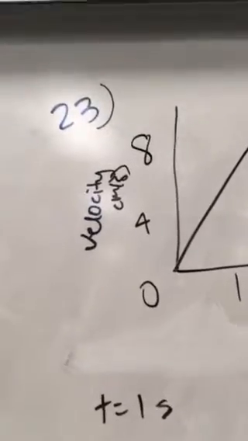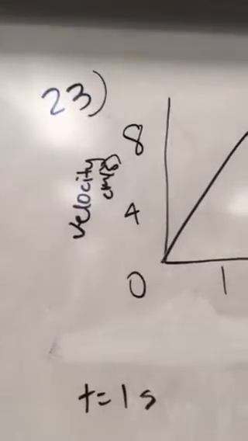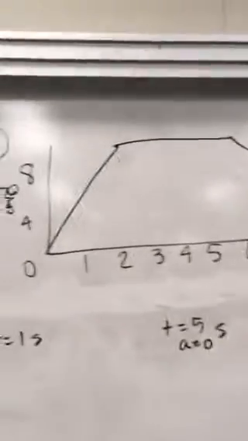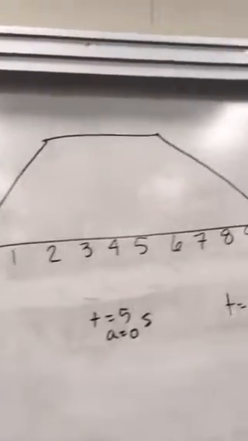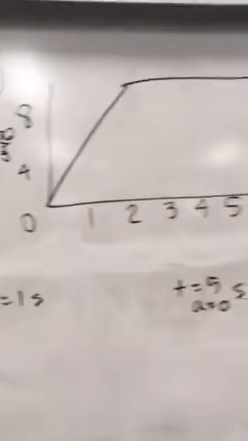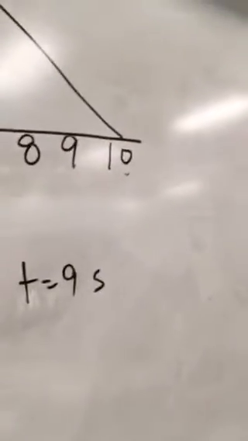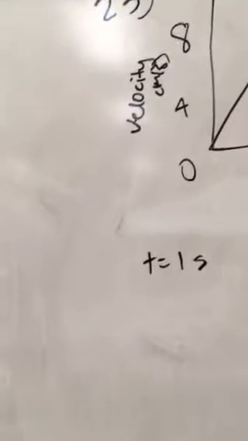Okay, this week I'm going to do problem number 23 from your textbook for you. It comes along with this graph of velocity versus time. My graph is a little different than yours because I counted by ones for time. And it asks you what is the apparent weight at time equals 1 second, 5 seconds, and 9 seconds. So apparent weight is another way of talking about your normal. It's how heavy you feel.